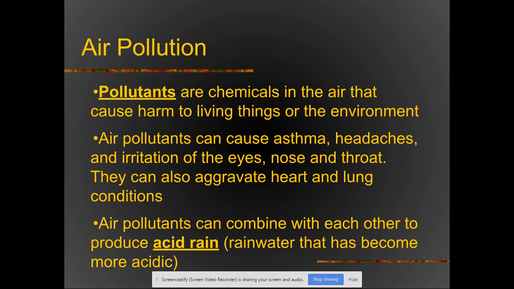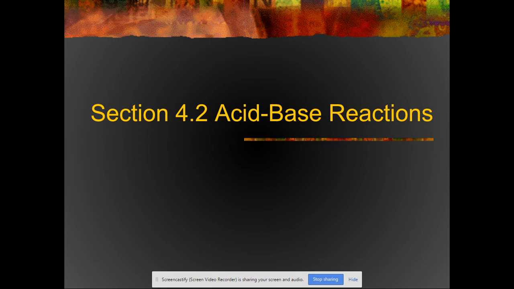Air pollutants combine with each other to produce acid rain. This is when rainwater has become more acidic, and it can destroy crops. It can cause rust on vehicles. It's not a great thing to have. Which further leads us to acid-base reactions.